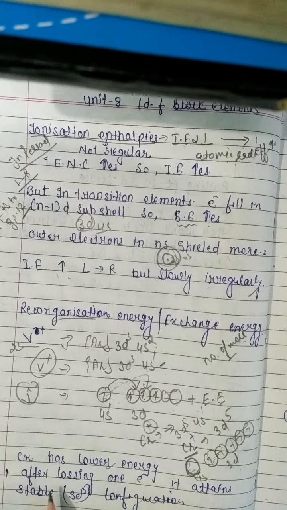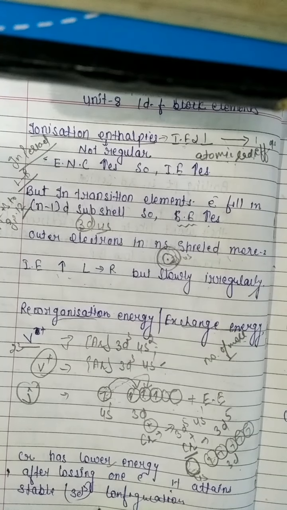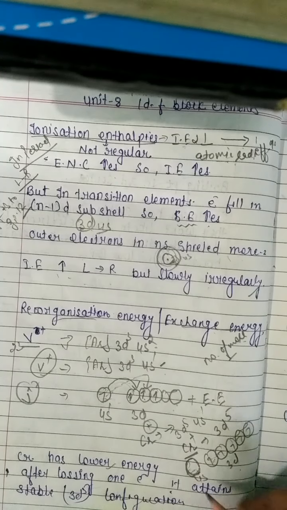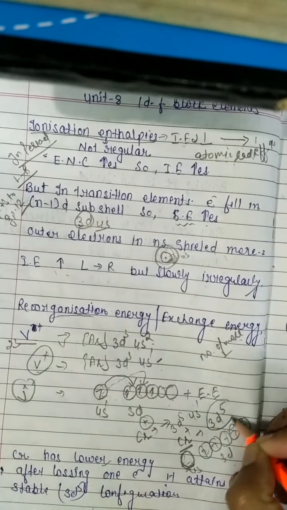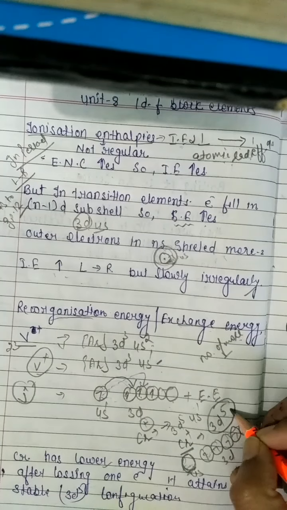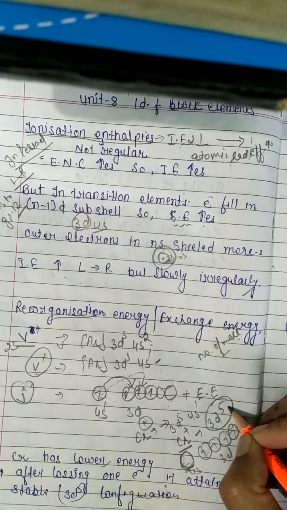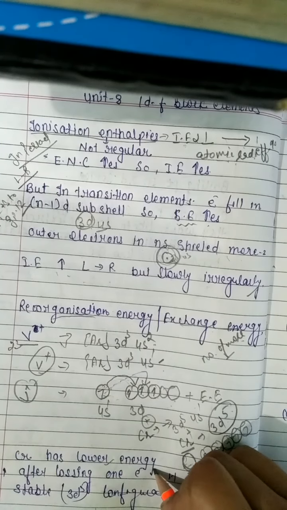Second one is that after losing one electron, it attains a stable 3d configuration. No electron is present in 4s. After losing the one electron, it forms the stable configuration, that is 3d5. So that's why in the case of chromium, the exchange energy is very low.